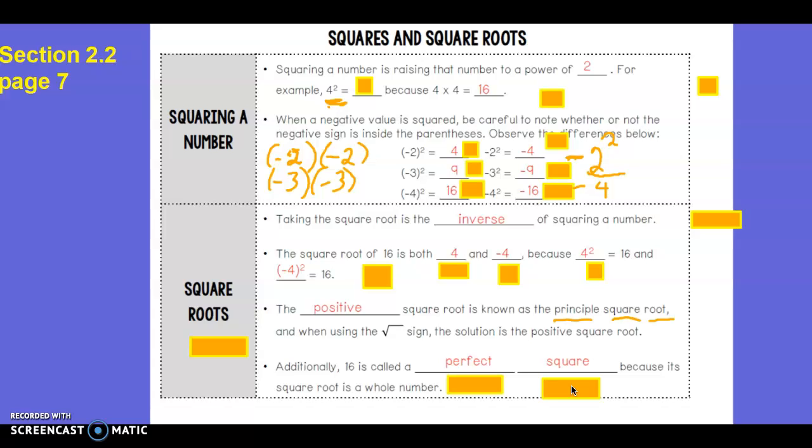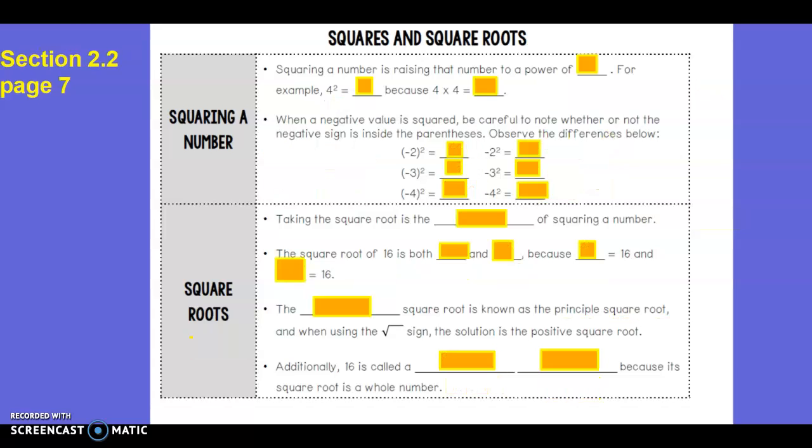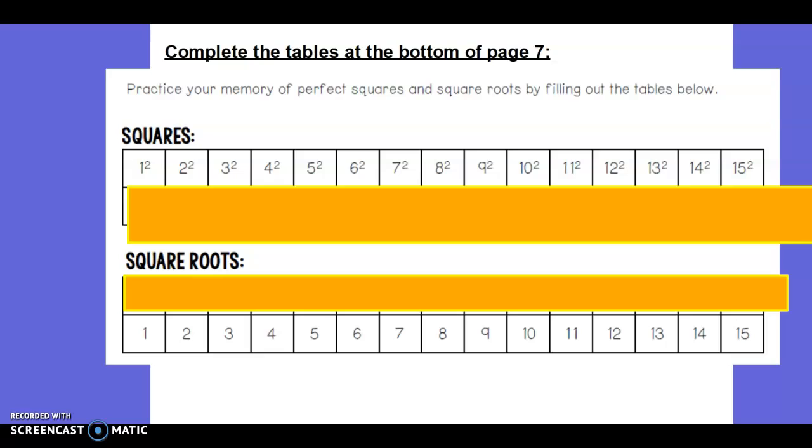And what I'd like you to do now is generate a list of perfect squares. So if you would please complete the tables at the bottom of the page and complete all the squares, and then find all of the square roots that would give us the numbers below in the table.